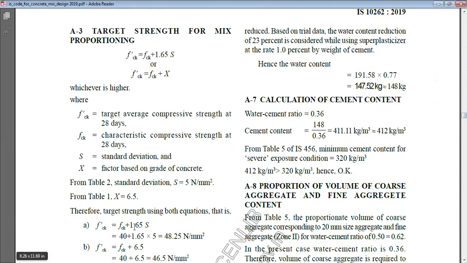Okay, using this equation, 40 plus 1.65 is constant into 5. In table number 2, we got S equal to 2 for 40, and we got it as 48.25. Second equation, FCK plus 6.5, that is X is 6.5 for 40. Okay, we got it as 46.5.